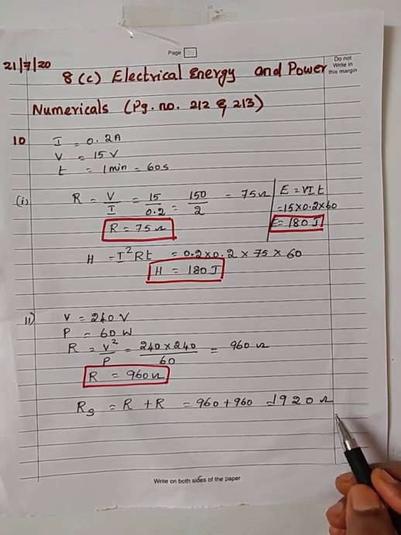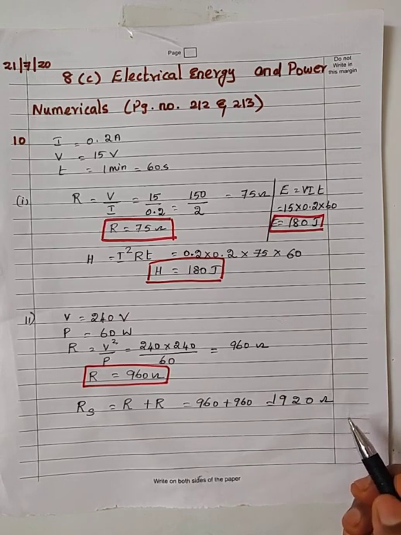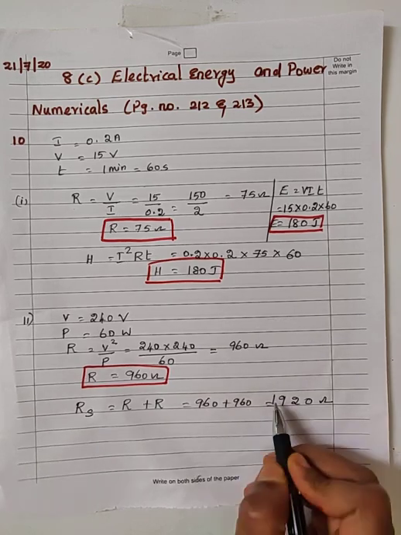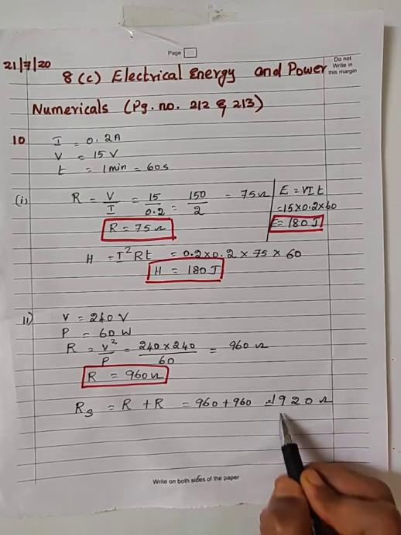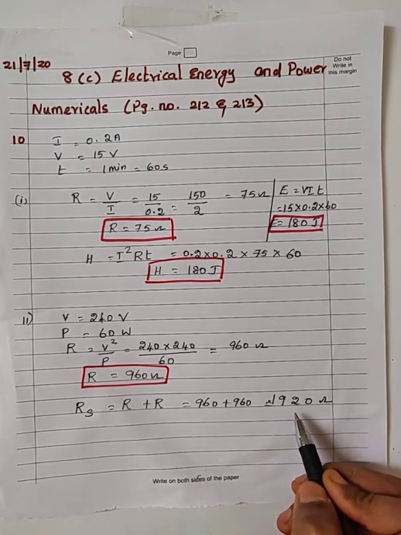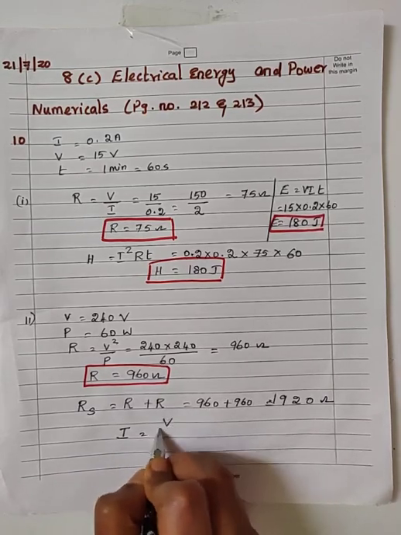Okay. Next, each bulb is glowing with different intensity, that is, the brightness of the bulb is less. You are asked for the reason. Now, the effective resistance offered by the two such lamps connected in series is equal to 1920 ohm. We know that the expression for current is V by R.